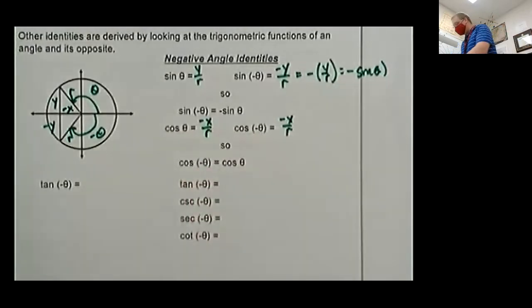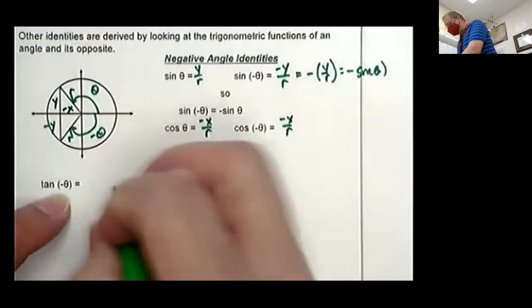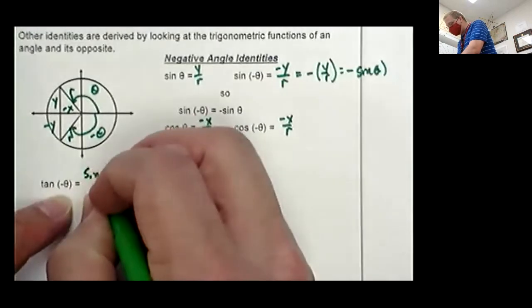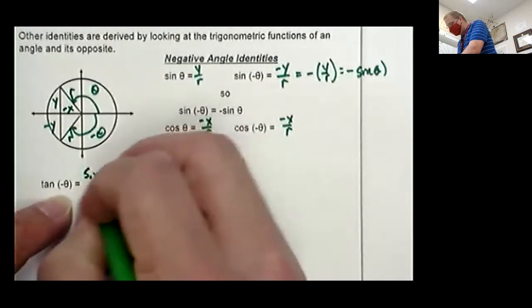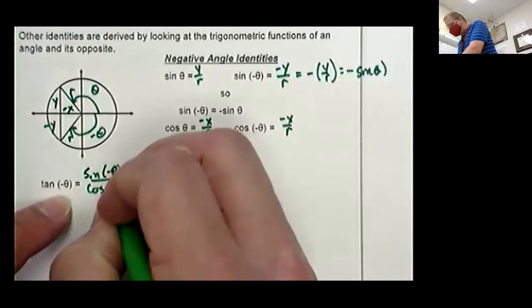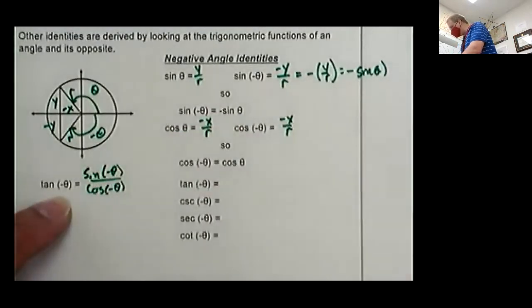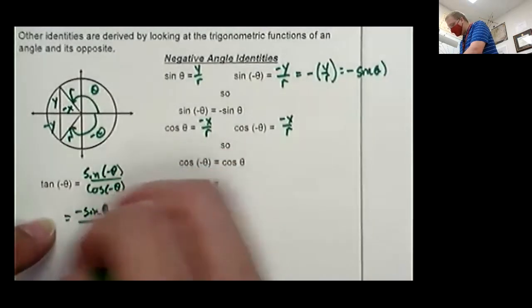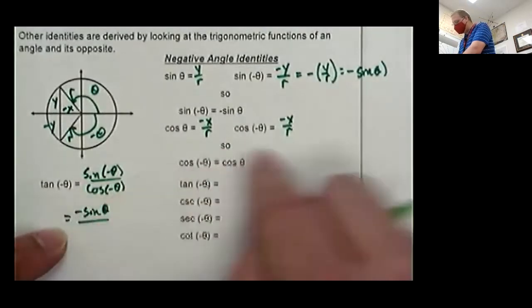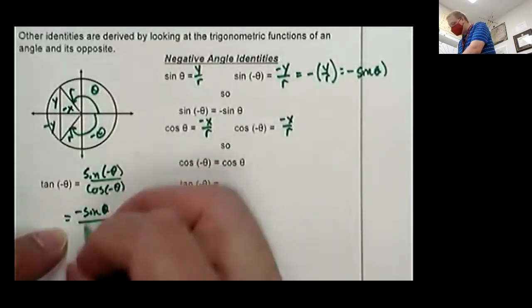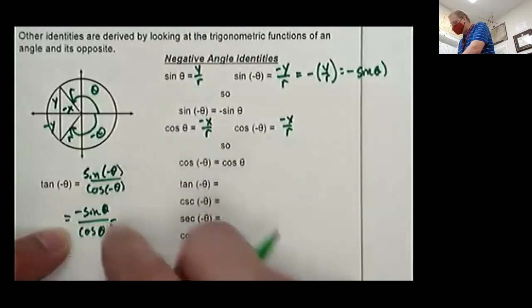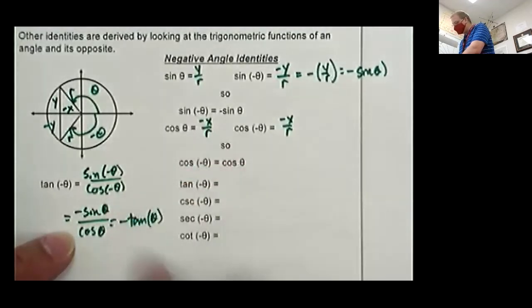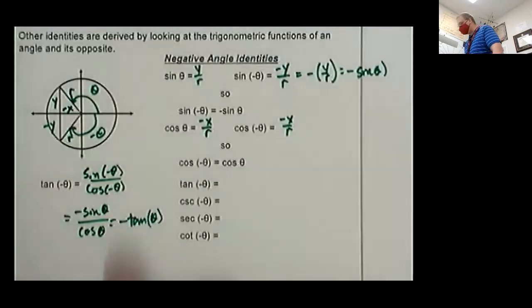Well, then what about tangent of negative theta? If we look at tangent of negative theta using our quotient identities, that's going to be the same as sine of negative theta over cosine of negative theta. And then what we just learned: sine of negative theta is negative sine of theta. Cosine of negative theta, cosine eats the negative, so cosine of negative theta is cosine of theta. Then we're back to sine over cosine, which is negative tangent of theta. So tangent kicks the negative back out front as well.